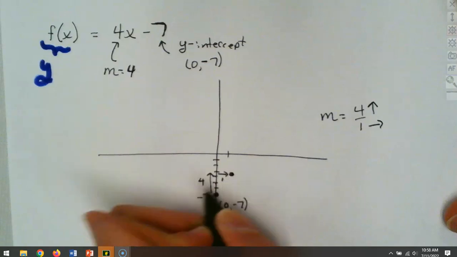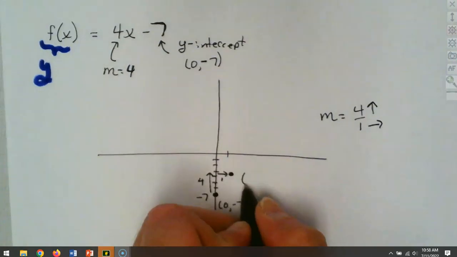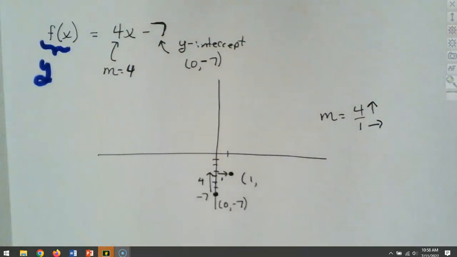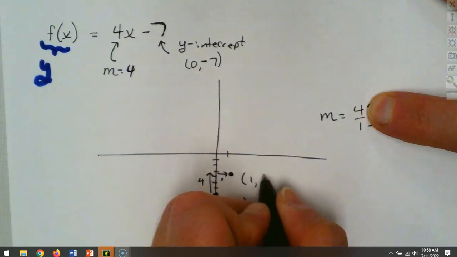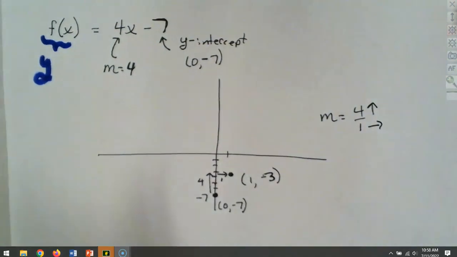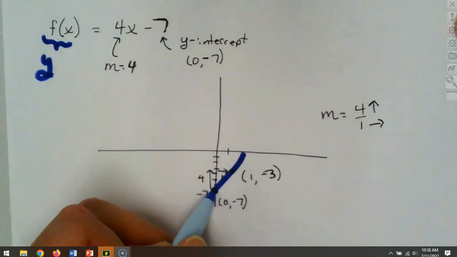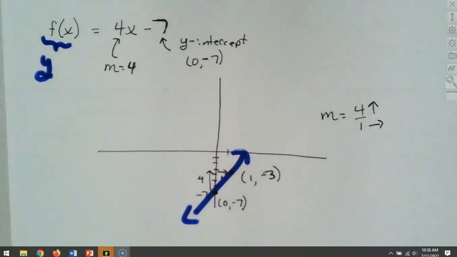There's my second point. Now, you don't have to label them. I always like to, though. So we went over 1 unit. We're at 0. So we went over 1, so that makes it a 1. And then we're at -7. We're going to add 4 to that. And -7 plus 4 makes it a -3. So there's my second point at 1, comma, -3. And now we've got it. And we can connect them together. And there's our graph.